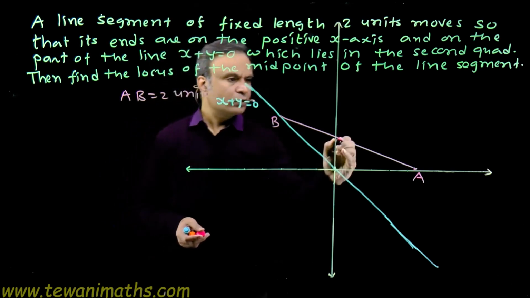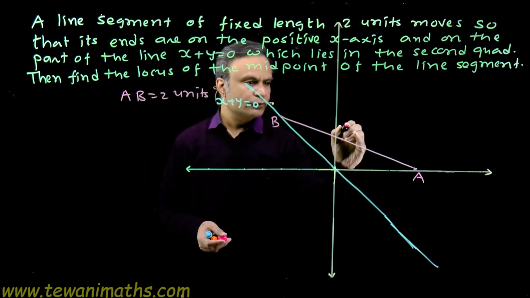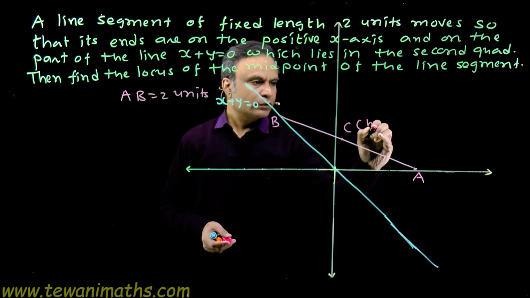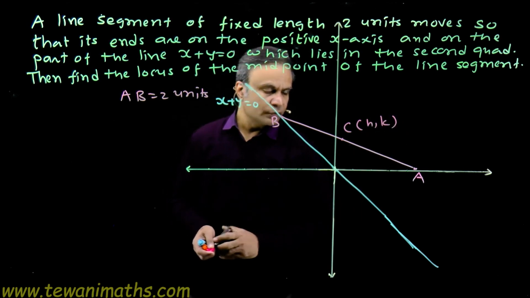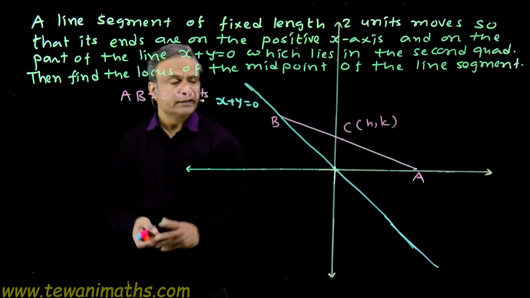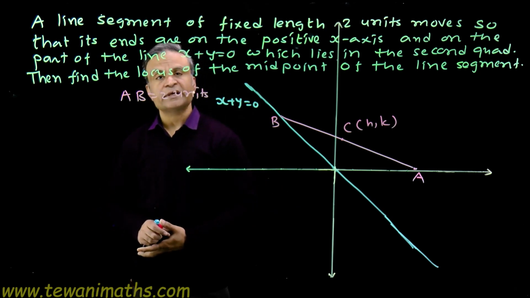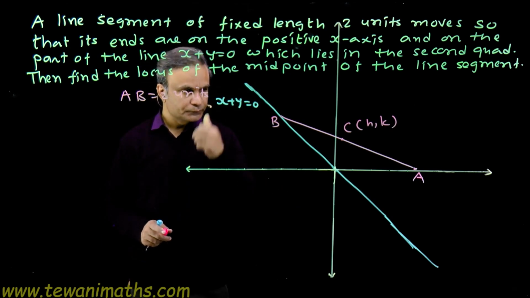Then we have to find the locus of the midpoint of AB. Suppose the midpoint is C. Coordinates are suppose h comma k. हमें point C का locus निकालना है. That means we have to get the relation between variables h and k. कैसे निकालेंगे?